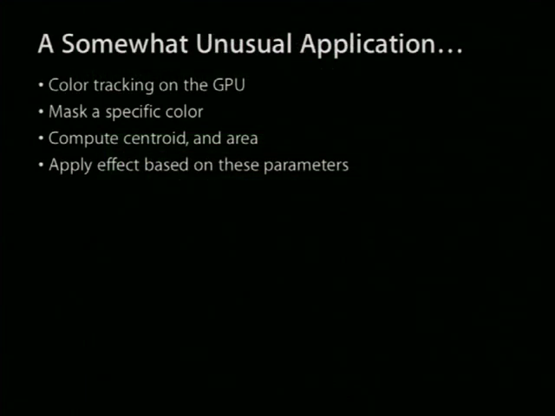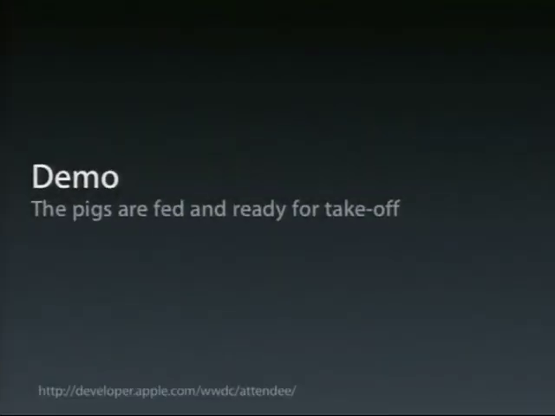So with that, I'm going to switch gears and talk a bit about the more advanced use of Core Image. The example I'm going to explain now is essentially how to do color tracking on the GPU. We're going to build a mask based on a specific color in the image. We're looking for a specific color, and then compute the center of gravity of that object, and then apply an effect based on the parameters we found at that location. And that makes much more sense if I actually show a demo, so let me do that first.